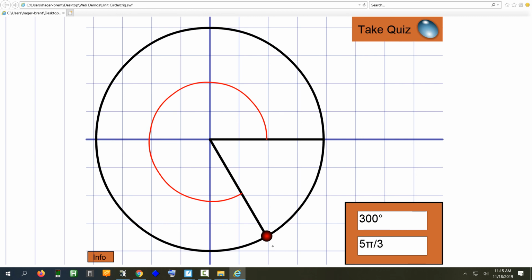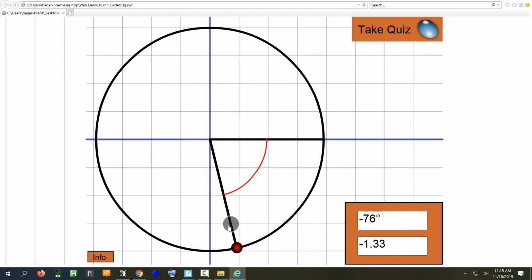Yep. If I keep going, all that happens now is I've gone around more than one revolution. So now that's 372 degrees. That's one full revolution and then 12 more degrees. If I go the other way, now I have negative angles. It would be nice if there was a little arrow on this red arc showing you the direction, but it's measuring in a clockwise direction.